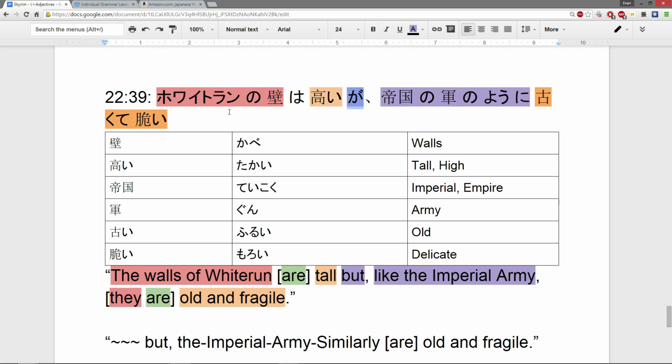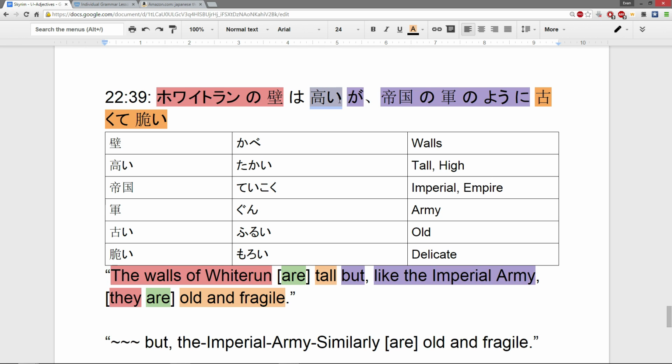Let's go over the kanji. Whiterun no kabe, walls. Wa takai, tall or high. Teikoku, empire or imperial. Gun, army, armed forces. No yoni, furukute, furui, old. Moroi, delicate. So, Whiterun no kabe, the walls of Whiterun, is what we're talking about. The wa particle tells us what we're talking about.